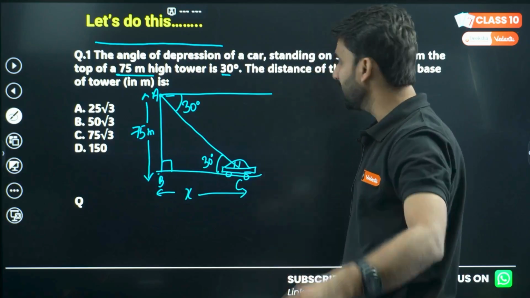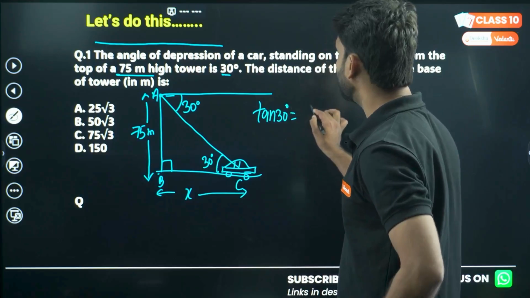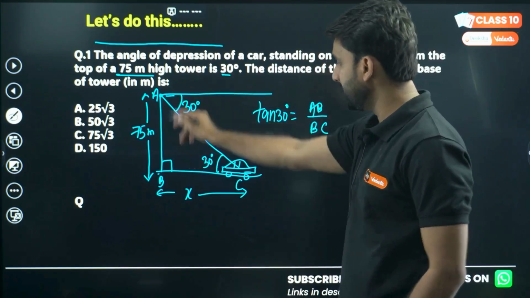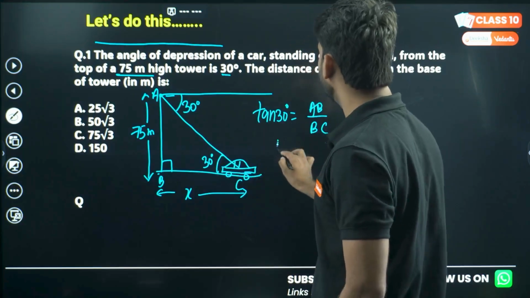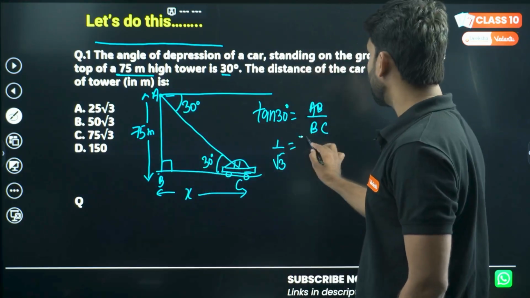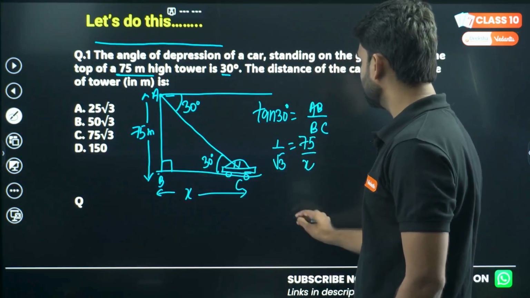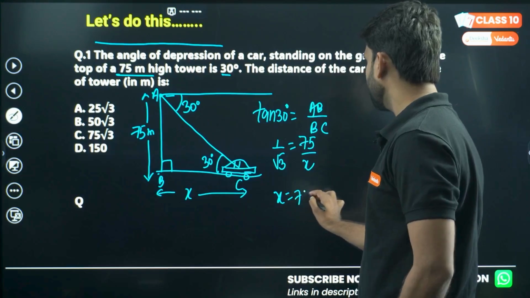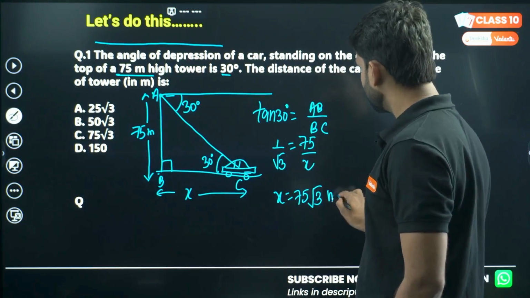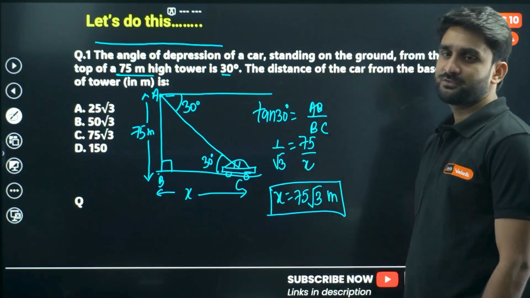So this is tan angle, so I'm taking here tan 30. So tan 30 degree will be perpendicular AB by base BC. So AB is what? Tan 30 degree, we know, is 1 by root 3. And AB is given here, which is the height of the tower, 75, and BC we have to find, and I'm letting it be x. So x will be 75 root 3. On cross multiplying, this is the answer. So the distance of the car from the base of the tower is 75 root 3.